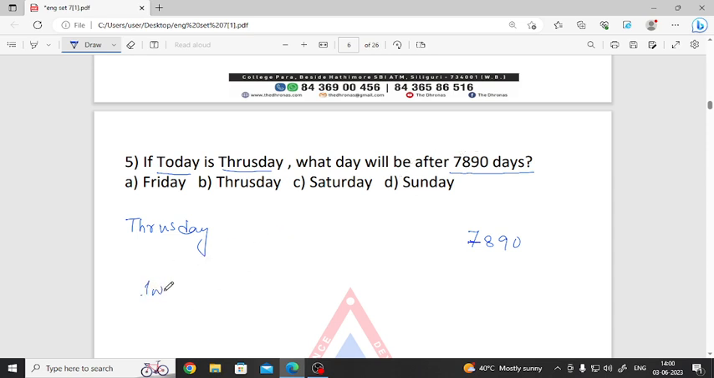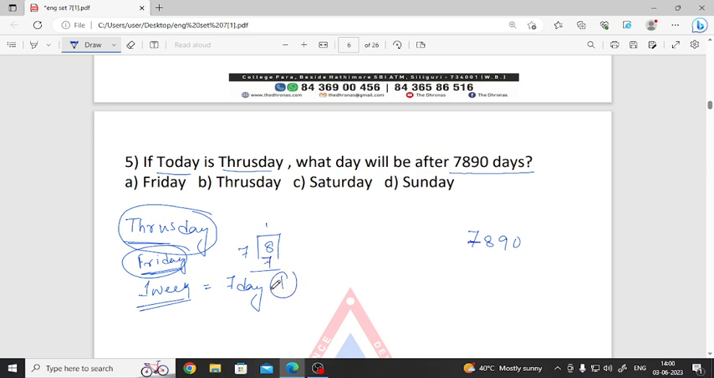We know 1 week equals 7 days. So if today is Thursday, after 1 week, that means after 7 days, we are getting Thursday. And after 8 days, what do we get? We get Friday. How did Friday come? We just divide it by 7, because 1 week equals 7 days. If we divide it by 7, we get 1 as the remainder, and with the remainder we just add it to Thursday. Thursday plus 1 gives us Friday.